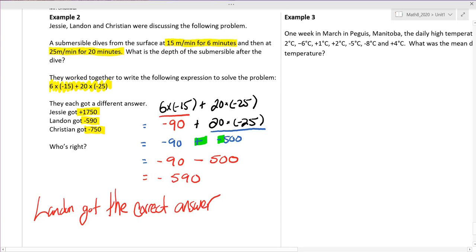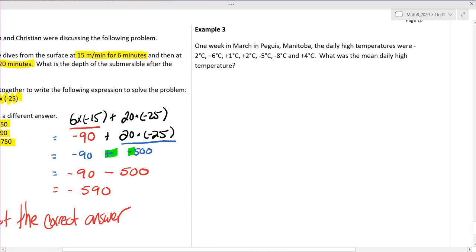Okay, example number 3. One week in March in Peguis, Manitoba. The daily temperature was these numbers here. What was the mean daily high temperature? Now, do you guys know what the word mean means? In math terms, not in somebody being mean to you. Okay? The word mean, it means average. Now, do you guys know what an average is?